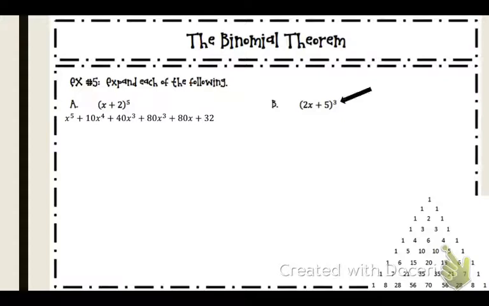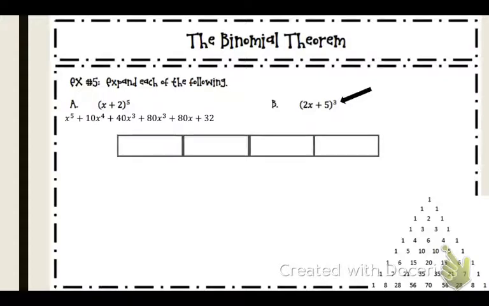So first, this is raised to the 3rd power, so I'm going to draw 4 boxes. And I'm going to put 2x and 5 in each box, right? Now I'm going to deal with the powers. So it's raised to the 3rd power, which means I'm going to start the 2x at the 3rd power. So it's going to go 3, count down, 2, 1, 0. You end at 0, so I'm going to start the 5 back at 0. So 0, 1, 2, 3.